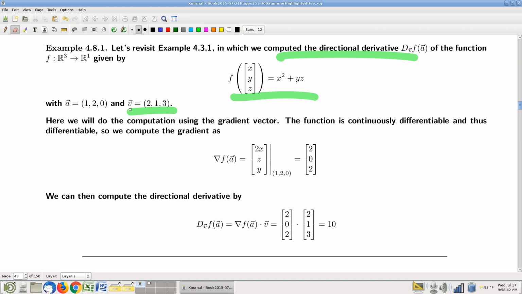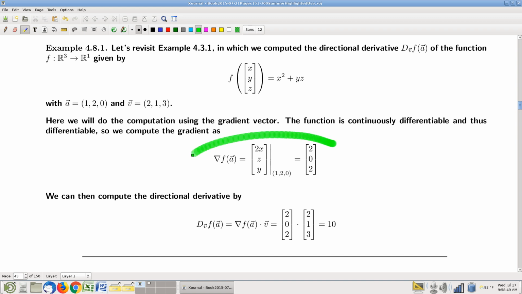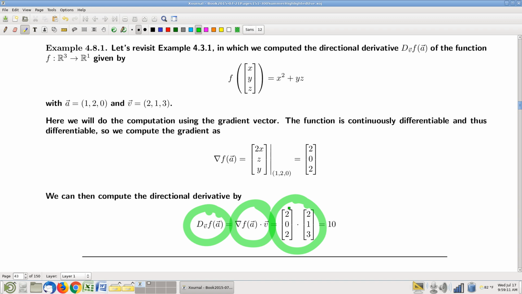Here, let's use the gradient vector. It's algebraically not that different, but the gradient vector is the vector of partial derivatives. Those are easy partial derivatives to compute. You plug in the point that we're at. That tells you the specific value of the gradient vector at the point we're interested in. And then the directional derivative is the dot product with the gradient. Namely, it's that. Notice we're dotting with the velocity vector.